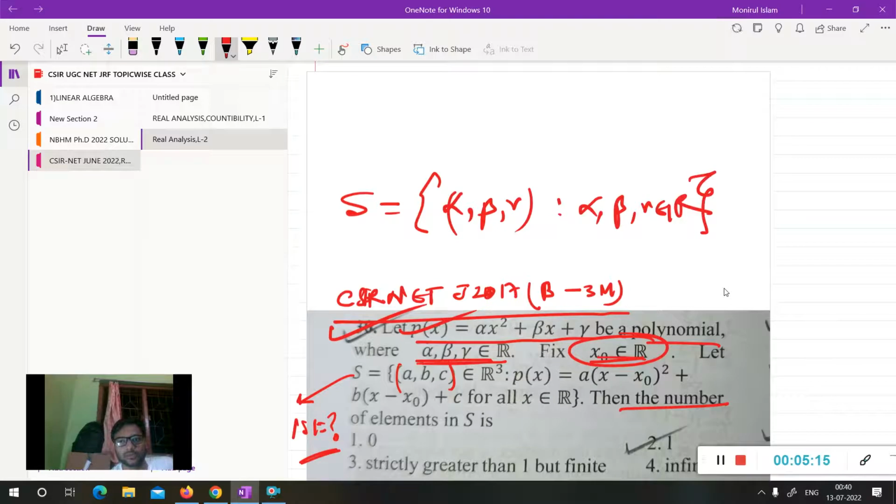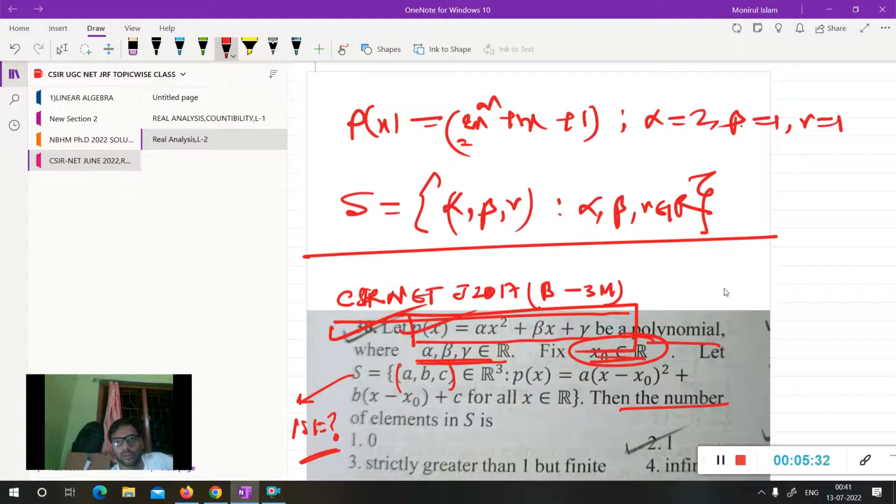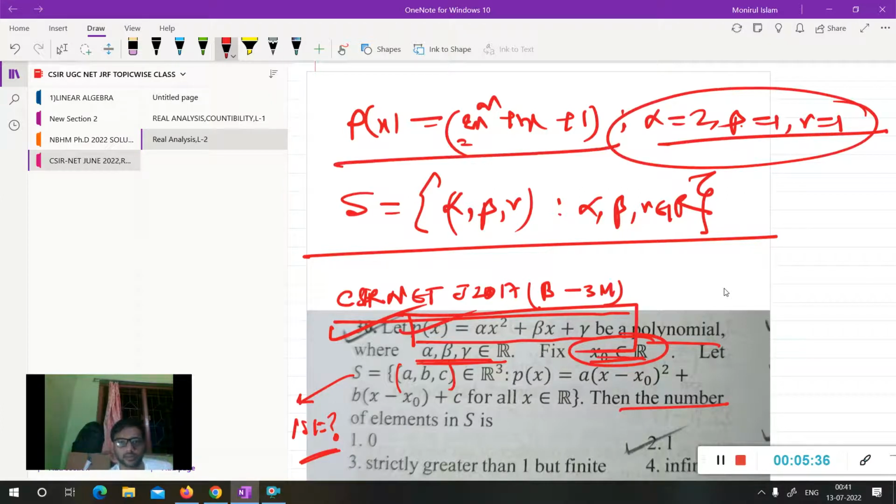Okay, now you can say P(x) is a polynomial, any polynomial. Suppose P(x) is 2x² + x + 1. Here alpha, beta, gamma is what? Alpha is 2, beta is 1, and gamma is 1. So this alpha, beta, gamma is unique. In this case, this alpha, beta, gamma is also a unique value.